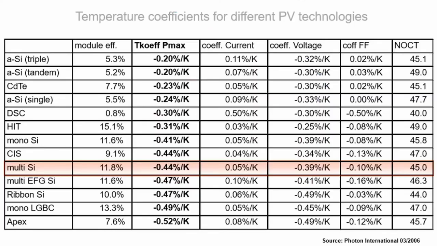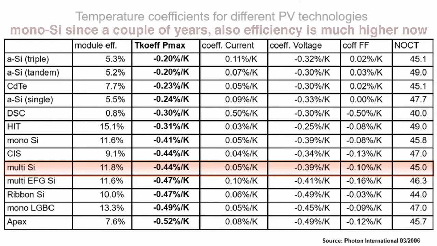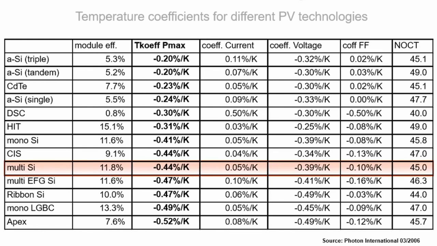Here you see the different temperature coefficients for the different solar cell technologies. The most often used nowadays is the multicrystalline silicon solar cell, so I put a red frame here. The conversion efficiency of 11.8% is not up to date anymore, it's very little. Nowadays it's almost 20% conversion efficiency. Most commercial cells are in the vicinity of 17 to 19%. The temperature coefficient is still the same, in about this range, minus 0.44% per Kelvin. The temperature coefficient for the current is positive, but almost negligible. Here, the voltage temperature coefficient is about minus 0.4% per Kelvin. You see here also the coefficient for the fill factor. It's quite little, but also negative.